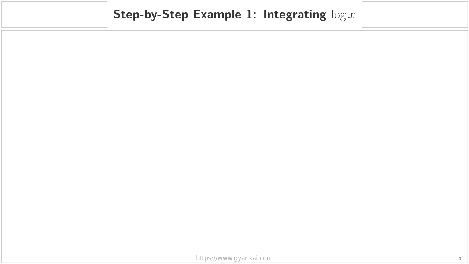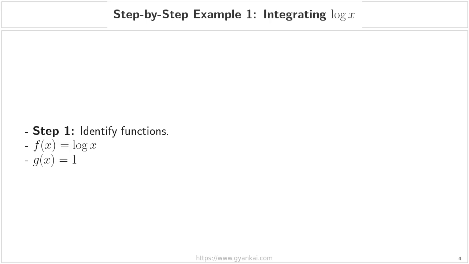Step-by-step example 1, integrating log x. Okay, let's work through a concrete example of integration by parts. Specifically integrating the natural logarithm of x, this slide breaks down the process step by step, building on what we discussed earlier about the challenges with logarithmic and inverse trigonometric functions. Remember, the key is that hidden one technique we talked about.